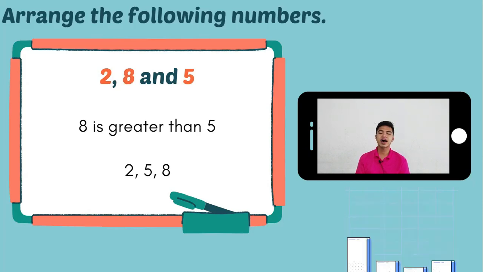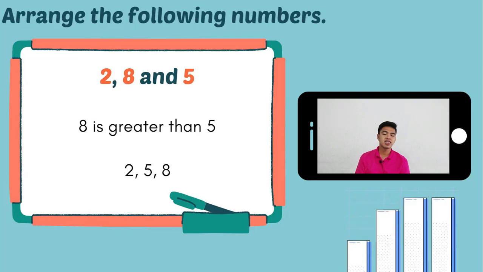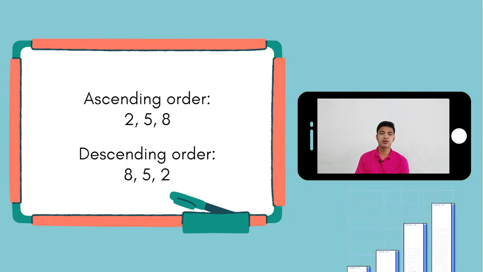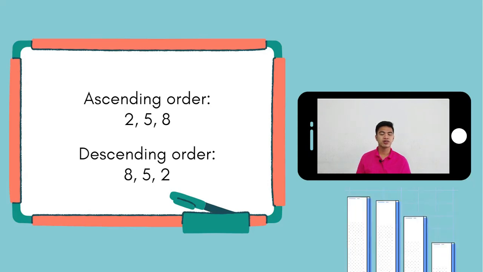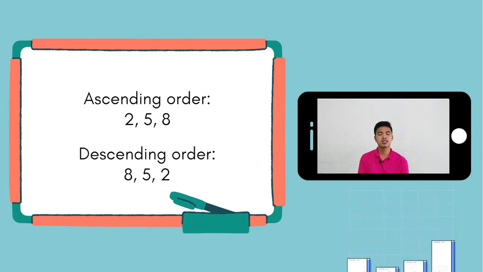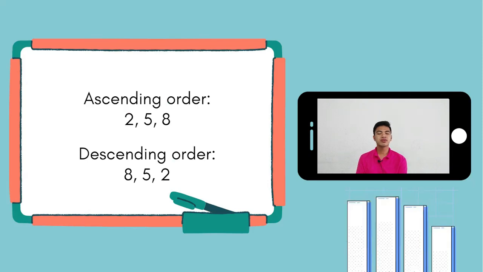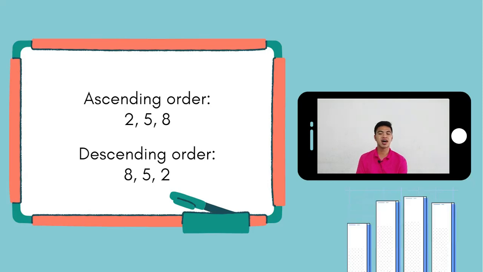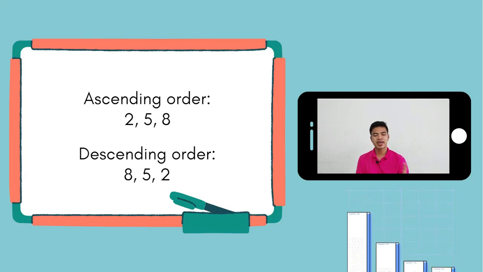Okay, so 285 can be written in ascending order as 258, and then it can be written in descending order as 852. Okay, remember when we are arranging numbers in ascending order, we're going to write it from the smallest to the biggest. Okay, 258. And then if we are going to arrange the numbers in descending order, we're going to arrange it from the biggest to the smallest. In this case, we have 8, 5, and then 2. Okay, so let's go to the activity.